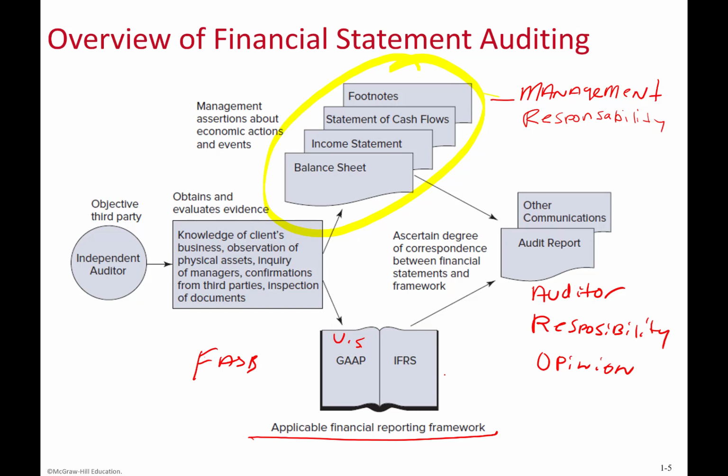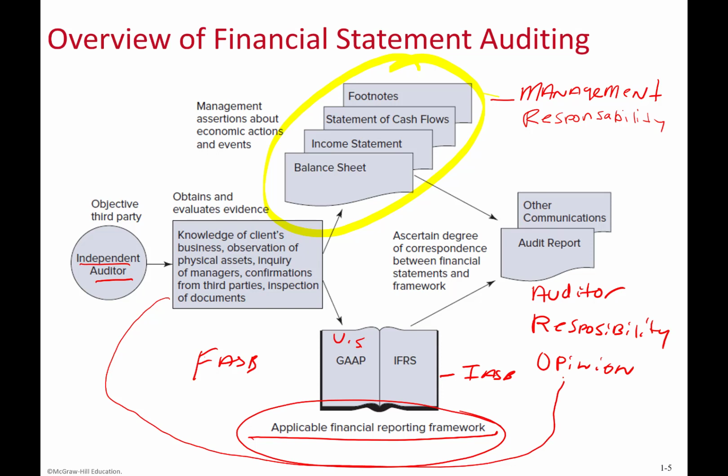For IFRS, we have the International Accounting Standards Board. But these are applicable frameworks, and the auditors will come in and look at those financial statements to see that they were prepared in accordance with these applicable frameworks, right? Now the auditor is going to be independent, and is going to perform certain audit procedures and look at evidence to support this opinion report. So evidence is going to support that opinion.